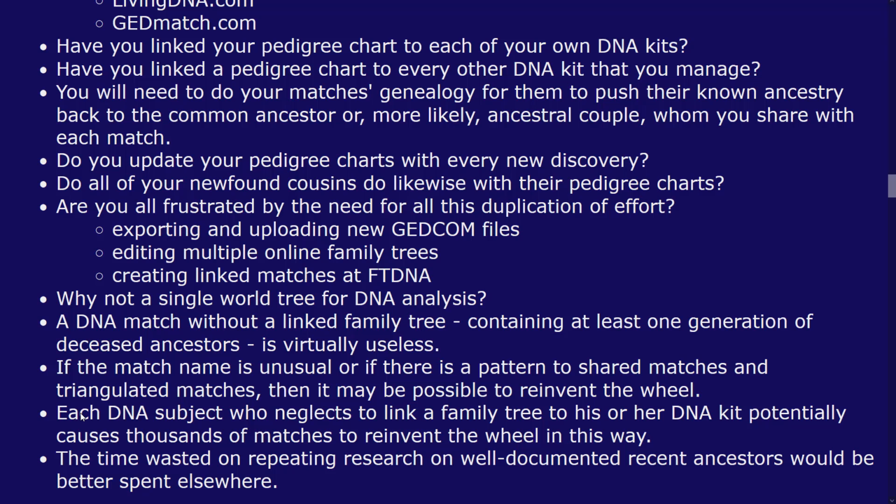So we're all frustrated by the need to keep exporting and uploading outcome files and editing multiple online family trees. The one place where I feel you have to do it manually because it's so much better than the others is Family Tree DNA, which has the concept of linked matches and will actually, when you put in your genealogical relationship to a match, it will find the DNA segments that you share with the match and the other people who triangulate on those segments. And it will say, you must be related to all these triangulated matches through the same distant ancestor through whom you're related to the person you just added to your tree.